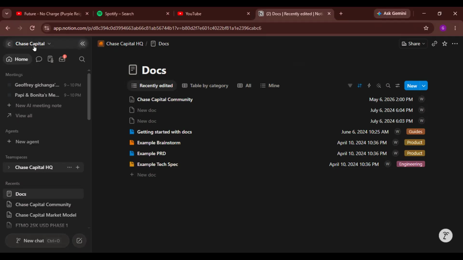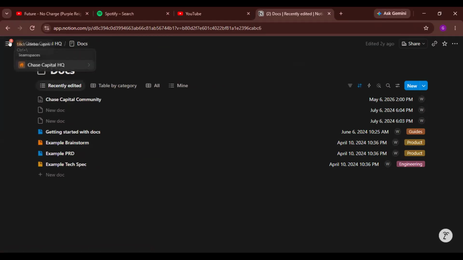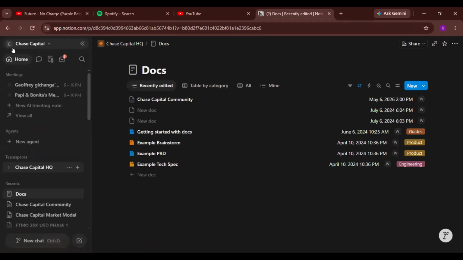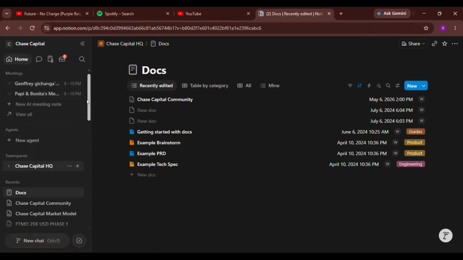Okay. When you click on this, it collapses. You click on these, you open. But now you need to have created, let's say, a workspace for yourself.